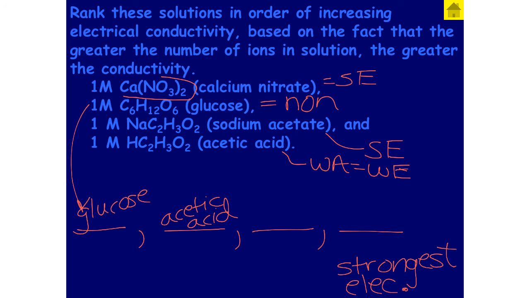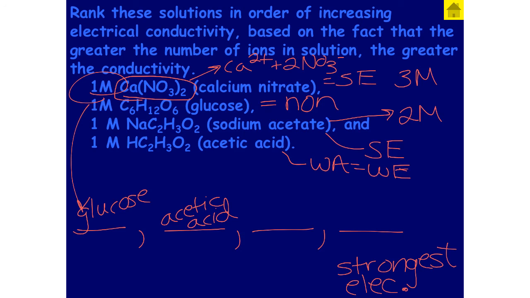So what we need to think about is the concentration of their ions. So when calcium nitrate hits the water, that will separate out into calcium ions and 2 nitrate ions for each molecule. So for each molecule, we will get 3 ions. So this would give us an ion concentration of 3 molar. So 1 times the 3 ions. Sodium acetate, when that hits the water, that would dissociate into the sodium ion and the acetate ion, so 2 ions. So this would give us an ion concentration of 2 molar.